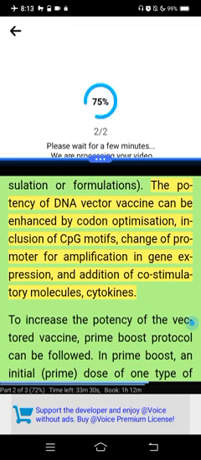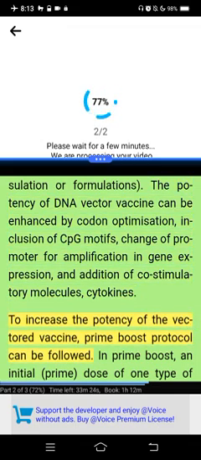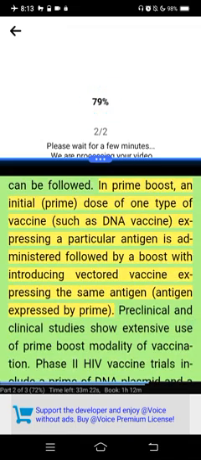The potency of a DNA vector vaccine can be enhanced by codon optimization, inclusion of CpG motifs, change of promoter for amplification of gene expression, and addition of co-stimulatory molecules and cytokines. To increase the potency of the vector vaccine, a prime-boost protocol can be followed. In prime-boost, an initial prime dose of one type of vaccine, such as a DNA vaccine expressing a particular antigen, is administered, followed by a boost with a vector vaccine expressing the same antigen expressed by the prime.